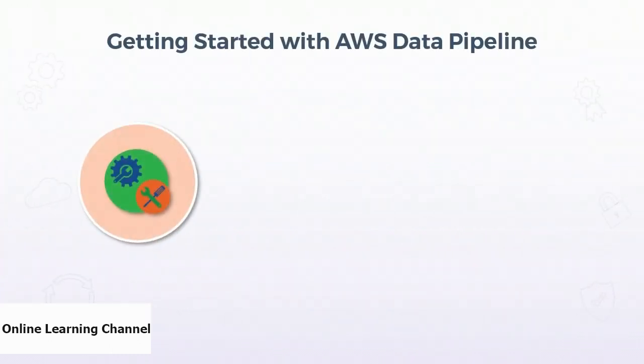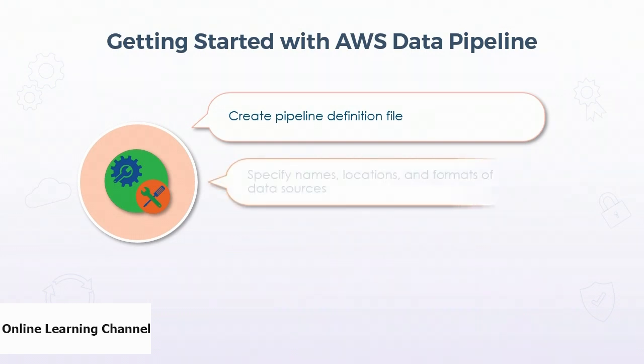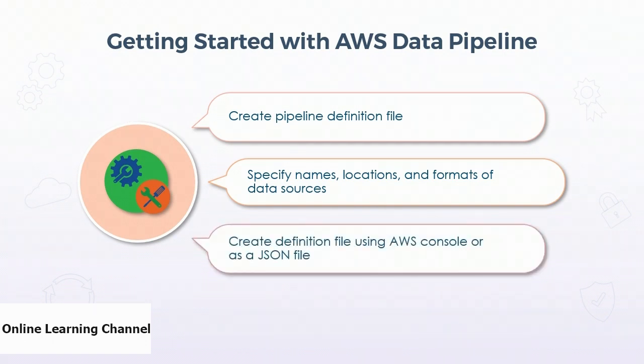Let us now see in theory how to get started with AWS Data Pipeline. To get started, first a pipeline definition needs to be created, which helps communicate business logic to the service. This definition is created in a pipeline definition file. The file usually contains the names, locations, and formats of the data sources. Moreover, it may also include activities needed to perform data transformations, the schedule of those activities, any preconditions, or any resources that are needed to execute these activities. Lastly, it may also include any actions to alert when certain conditions are triggered or met.